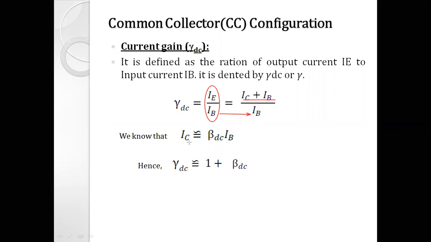We also know from the previous discussion that IC is equal to beta DC into IB, right? So we can substitute in the upper equation beta DC into IB. IB is present in both terms, so we can take it outside, and that IB gets cancelled with the denominator IB. So only 1 plus beta DC remains. So gamma DC is approximately equal to 1 plus beta DC, right?